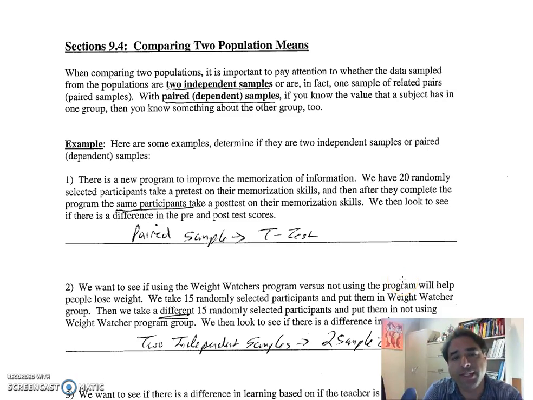Hello, this is video 3 for Chapter 9, STA2023 Statistical Methods. In this video, we're going to be talking about comparing two population means.